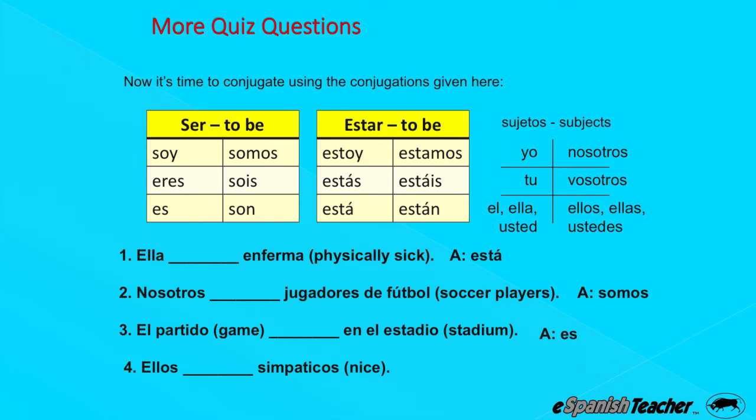All right, let me show you the answer. In this case, we're talking about some people who are nice, and generally speaking, they're going to be nice. They may have moments when they're not so nice, but these are nice people, and that's a characteristic. So, ellos son simpáticos.